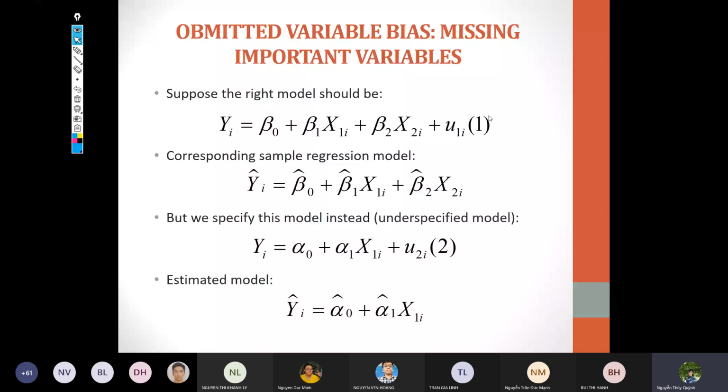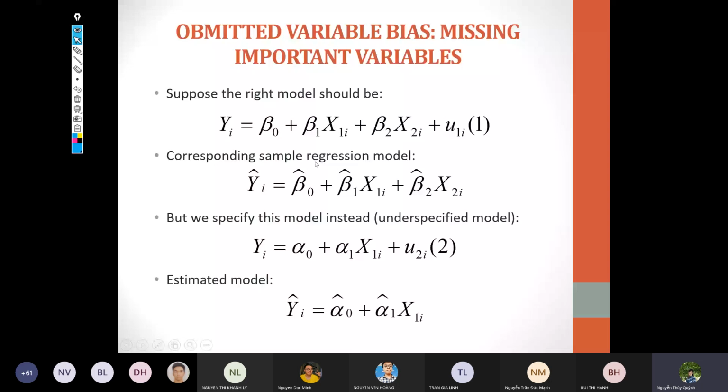So suppose that the right model is model 1. Here we have y_i explained by the independent variable x1 and independent variable x2. Suppose that this one is the correct model, but then the corresponding sample regression model will be here.